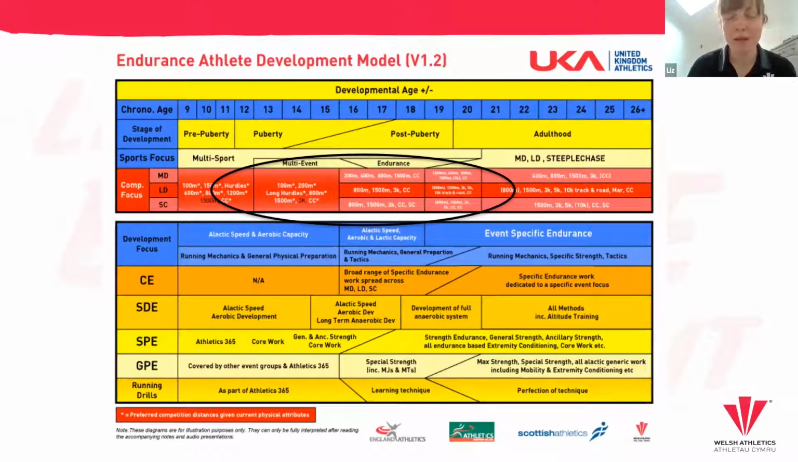My pet hate is having somebody who's 14 who is deemed an 800 meter runner, because automatically that language limits that athlete moving up and down distances as they go through the system. So I quite like that athlete development model. That's available via UK Athletics as well. I can share that with you.